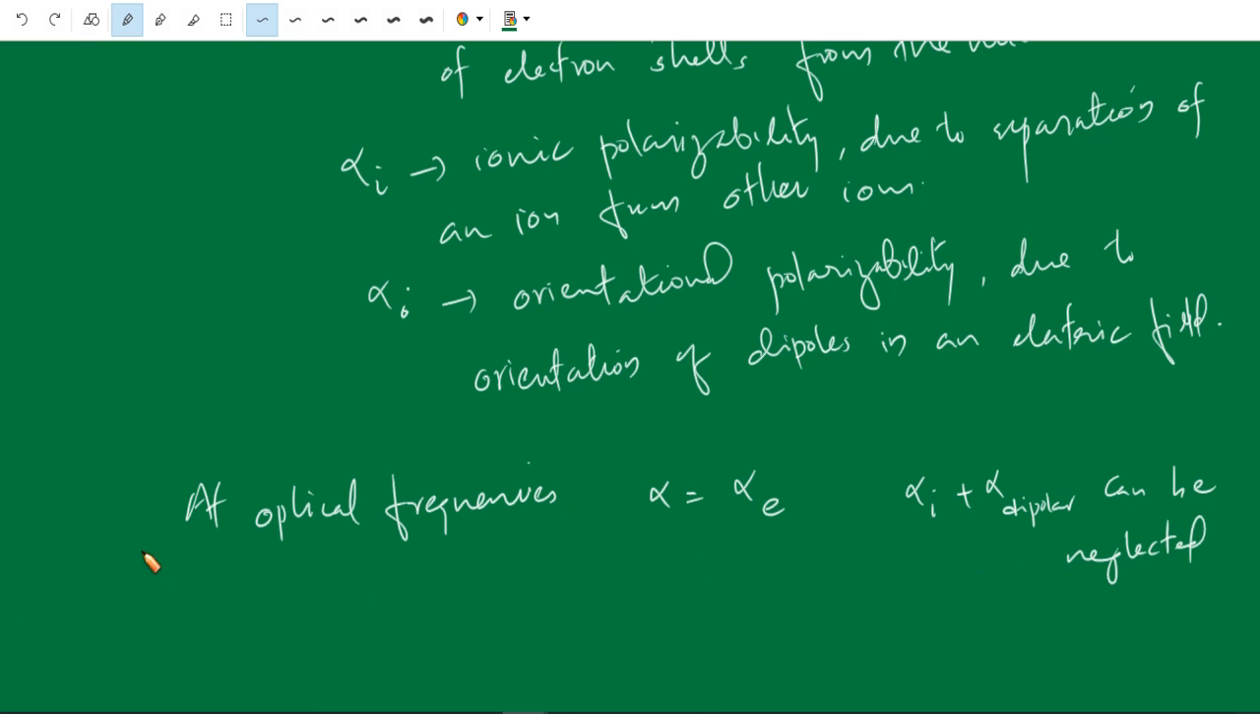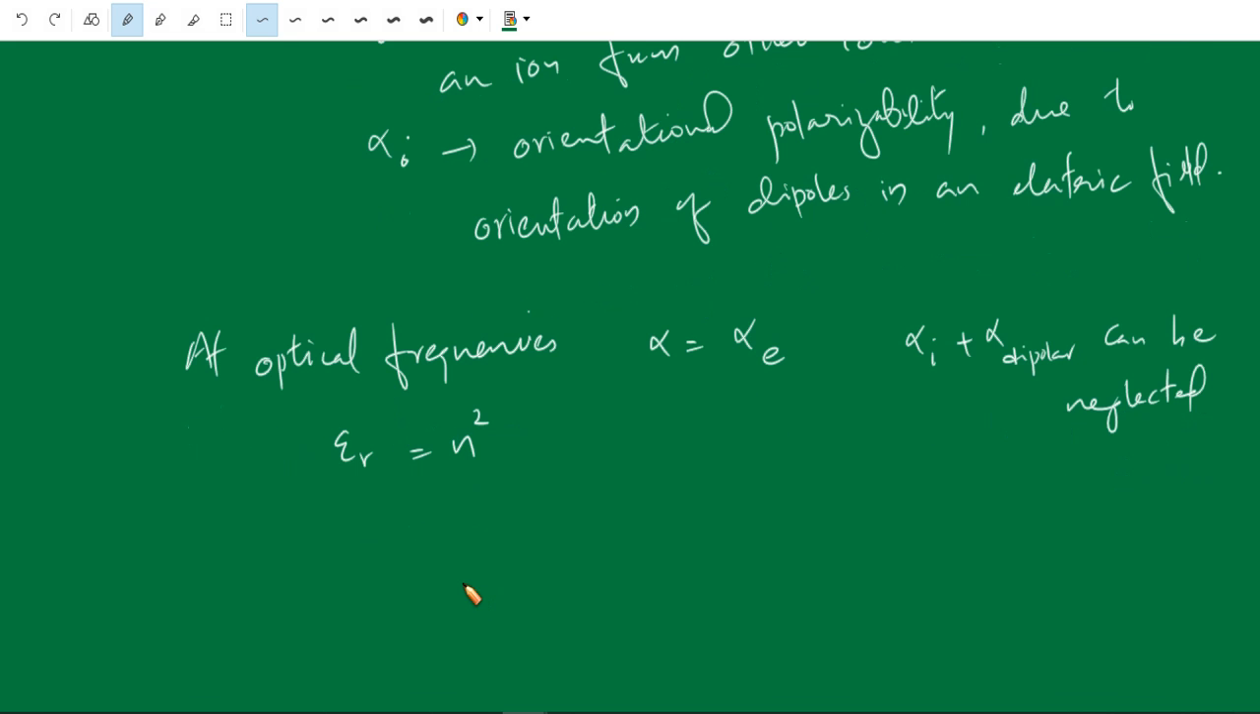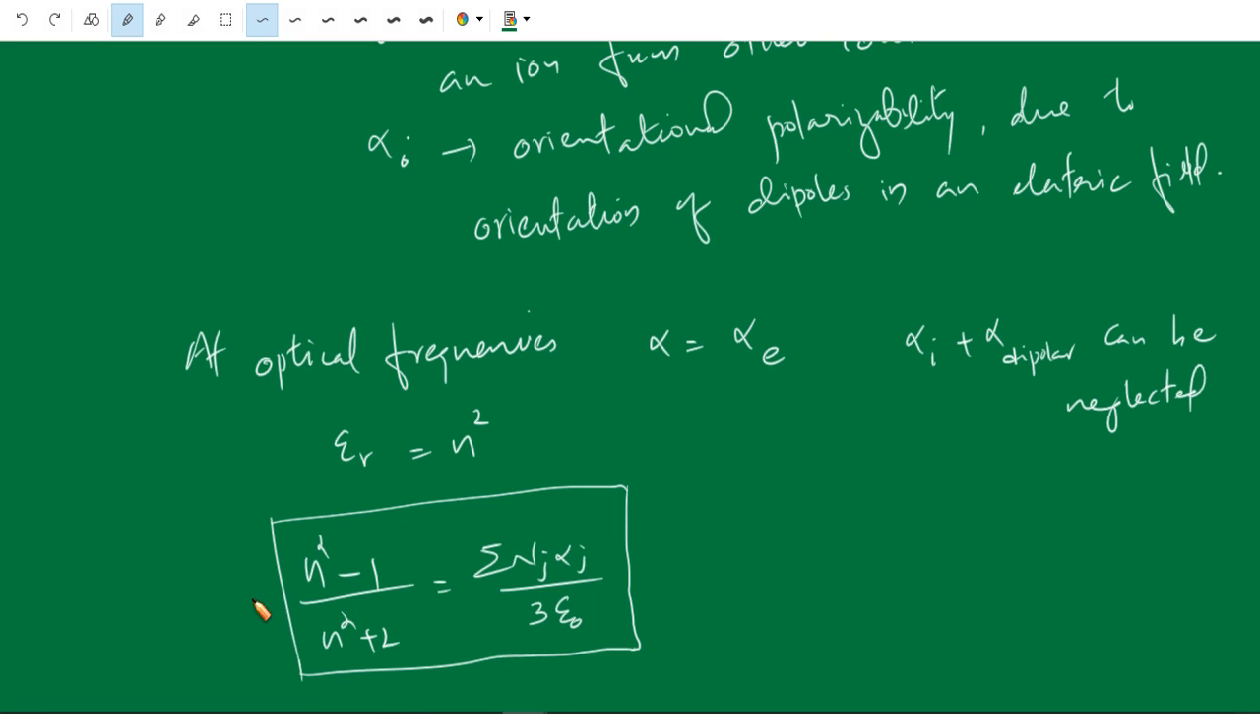In this expression, therefore, at optical frequency, epsilon r is equal to n square. n is the refractive index of the electromagnetic wave in that medium. Okay, so epsilon r is equal to n square. Therefore, we can write the Clausius Mossotti relation in this form: n square minus 1 divided by n square plus 2 is equal to summation nj alpha j divided by 3 epsilon 0. So the Clausius Mossotti relation can be rewritten in this form in terms of refractive index for optical frequencies.